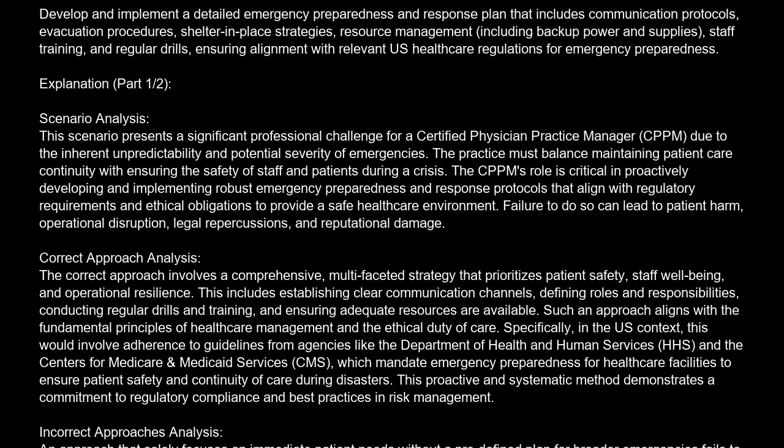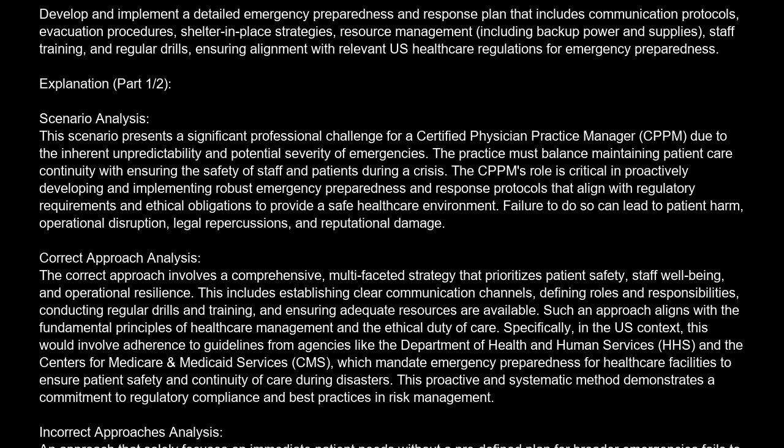Correct answer is C. Develop and implement a detailed emergency preparedness and response plan that includes communication protocols, evacuation procedures, shelter-in-place strategies, resource management, including backup power and supplies, staff training and regular drills, ensuring alignment with relevant U.S. healthcare regulations for emergency preparedness.